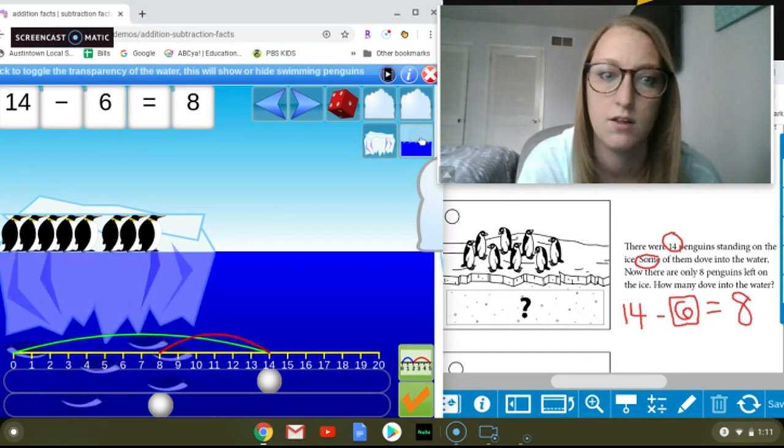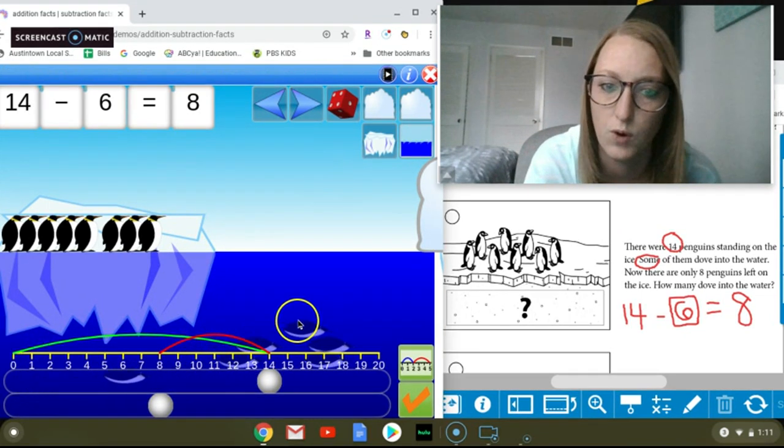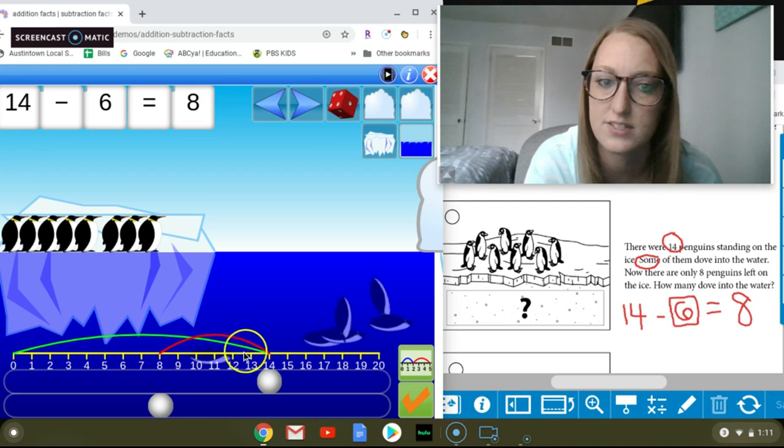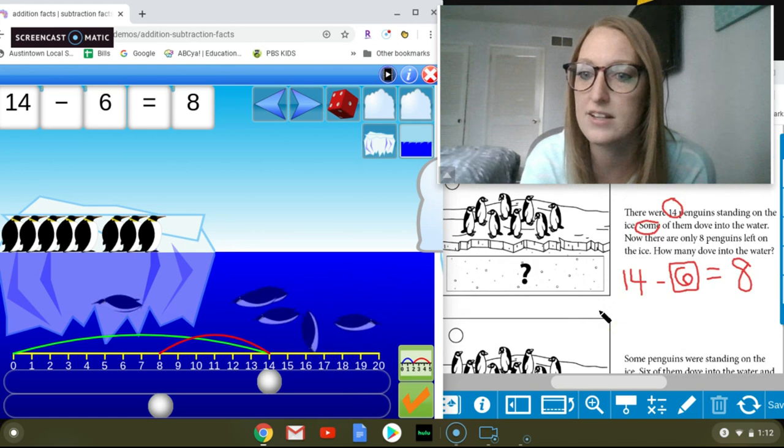Okay. And you can see them down there swimming below. Let's see if we can count them. 1, 2, 3, 4, 5, 6. Very good. I like my little penguin thing I found. It's fun. All right. So next one, we have one more.